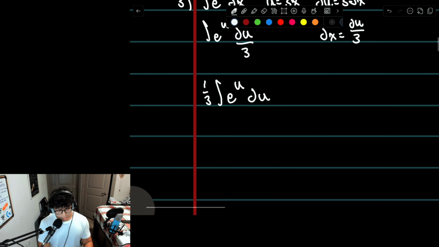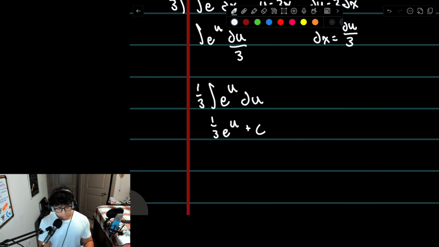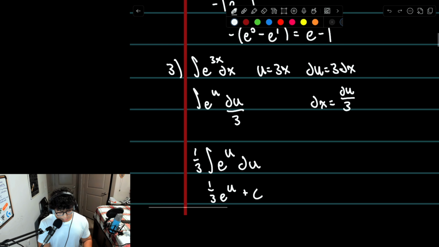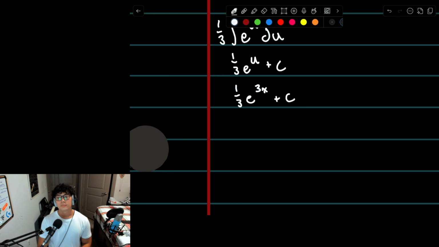All right, so from here, we know that the derivative of e to the x is e to the x, so e to the u would be e to the u. So 1/3 e to the u plus c, because this is indefinite. And we're not done. What are we missing? Our u. So we know our u is 3x. So then this becomes 1/3 e to the 3x plus c. Nice.